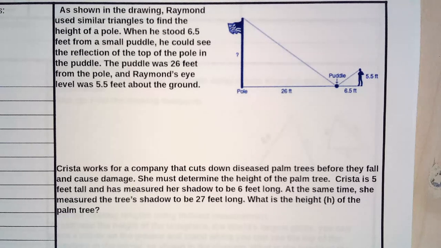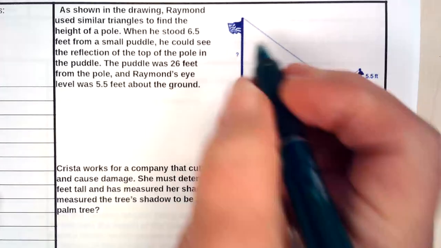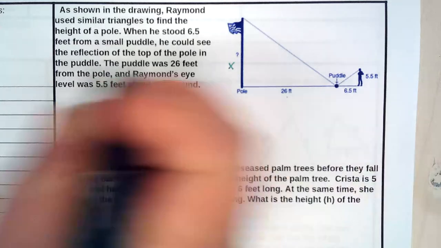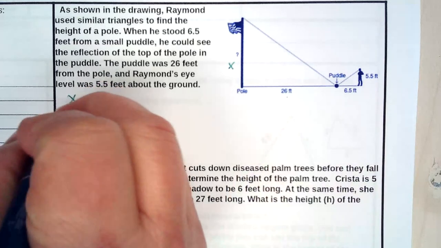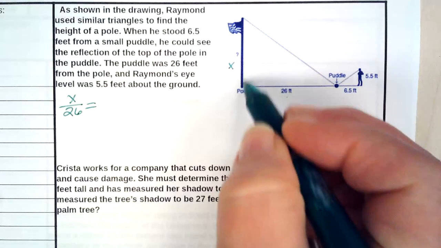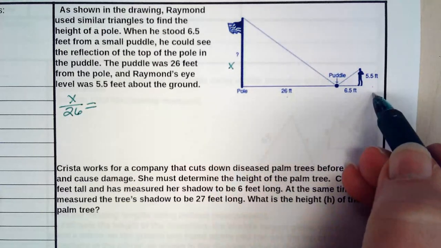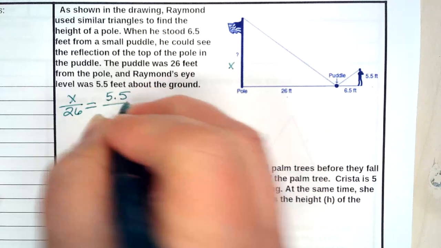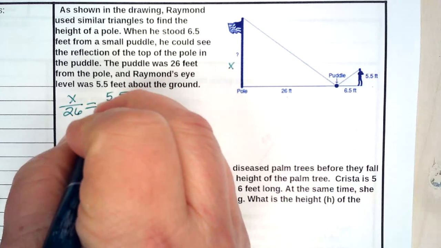Do you want to go from triangle to triangle or from side to side? We'll use side to side. So if this is x, x over 26 has got to be equal to, okay, x is the height. The height over here is 5.5. And the distance is 6.5.